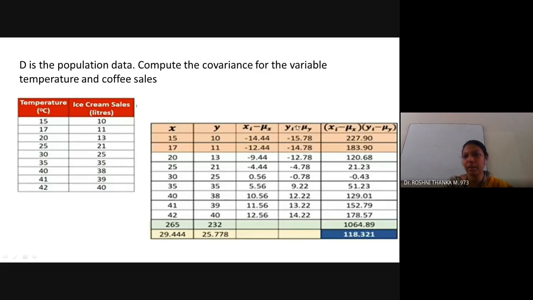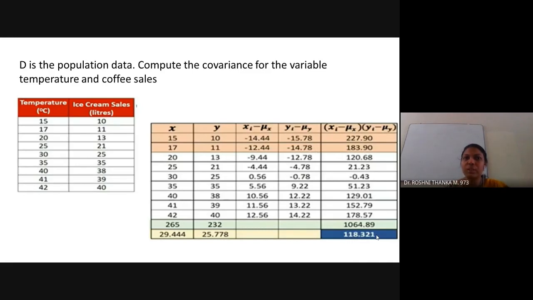So here we multiply both, and when we sum, we get 1064.89. After summing, we have to divide it by n. If the n value is 9, dividing by n, I get 118.321. So what is the conclusion you can draw?